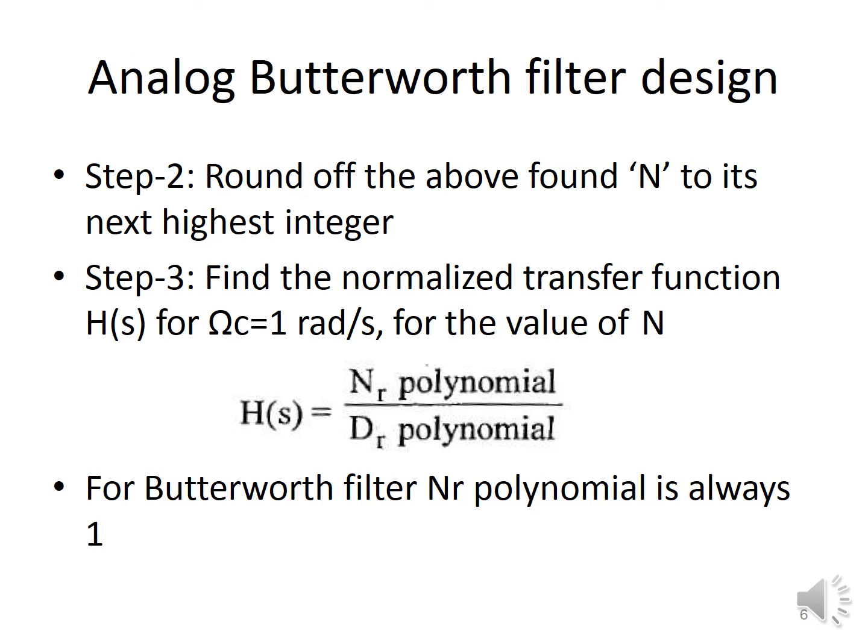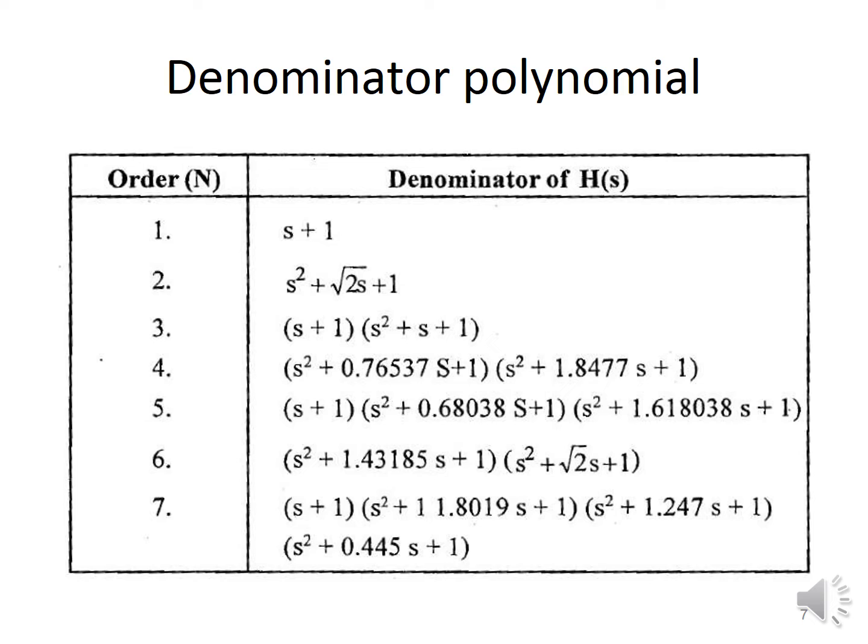Step 2. Round off the above found N to its next highest integer and find the normalized transfer function with omega c equal to 1 radian per second. H of s is equal to numerator polynomial divided by denominator polynomial. But in the Butterworth filter the numerator polynomial value is always 1 and the denominator polynomial is taken from this table. For order 1 the denominator is s plus 1, for order 2 the denominator is s square plus root 2 s plus 1, and for order 3 the denominator is (s plus 1) into (s square plus s plus 1), like that.